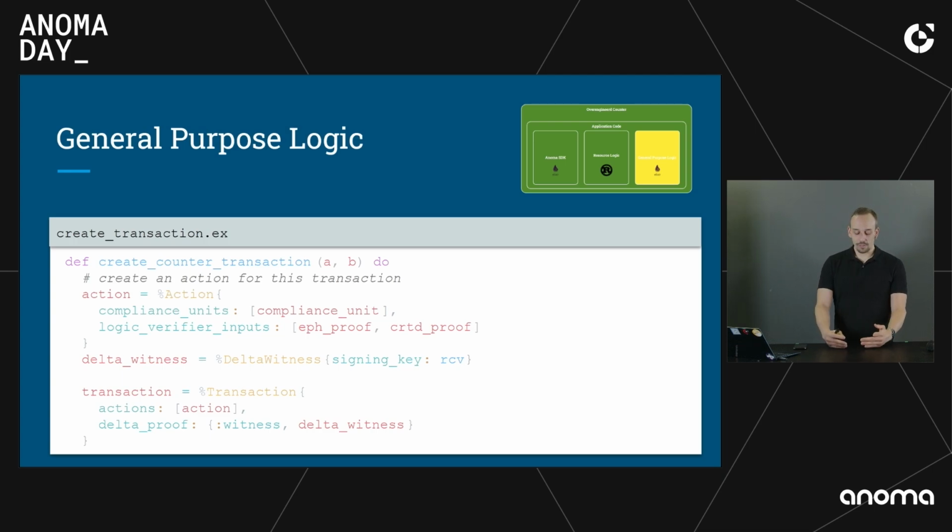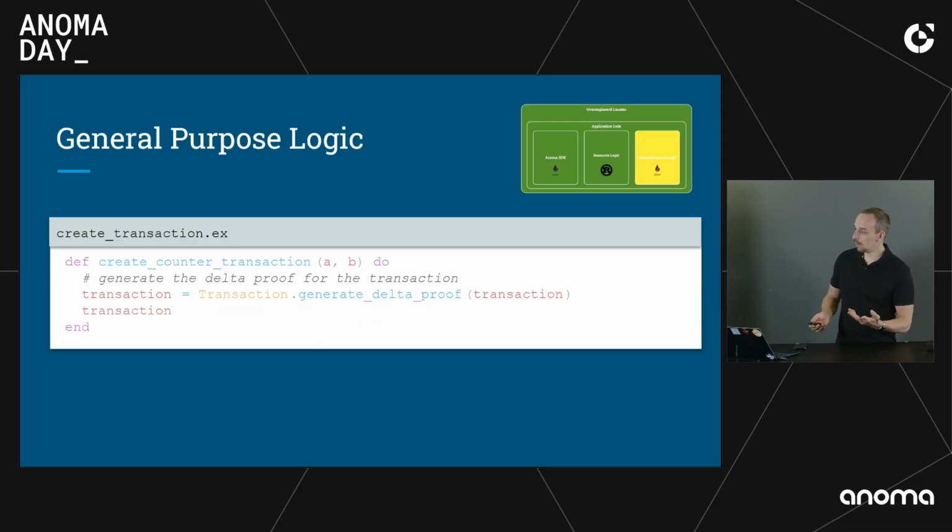And then, when you have all your proofs, you can start building the transaction object. And part of a transaction is an action. We create the actions by plugging in the compliance units and the logic proofs. Finally, we generate the delta witness, which is the final proof you have to generate for a transaction. And once we have the witness, we can generate the proof of the transaction, and we're done.